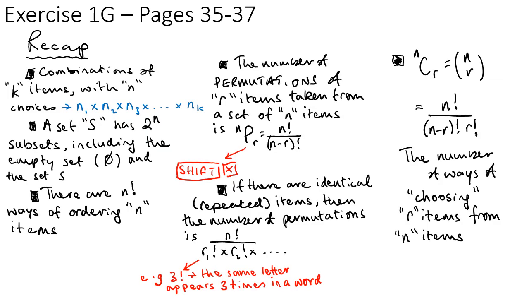You should now be able to do exercise 1G on pages 35 to 37. Now the recap is going to be quite lengthy, so rather than going through each of the topics, what I will do is list them now, and you might want to pause and have a look at them, or just go through the beginning of the video again. So here we go. These are all the rules that we've gone through in this section of this chapter.